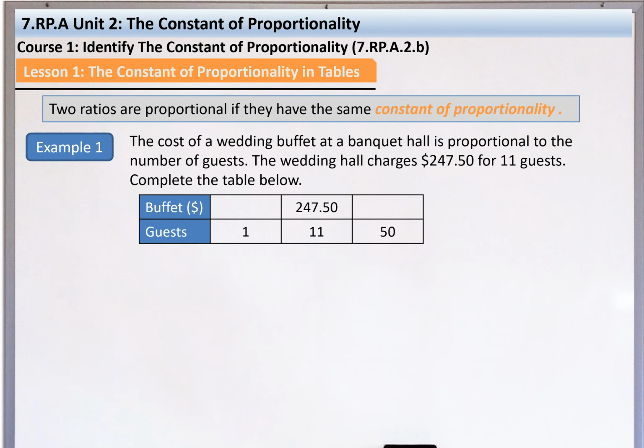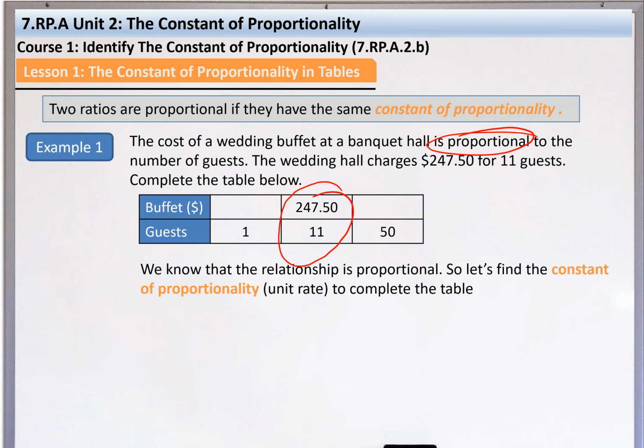All right, so the cost of a wedding buffet at a banquet hall is proportional to the number of guests. So we already know it's proportional. The wedding hall charges $247.50 for 11 guests. Complete the table. So we know it's proportional. Now we just want to complete the table.